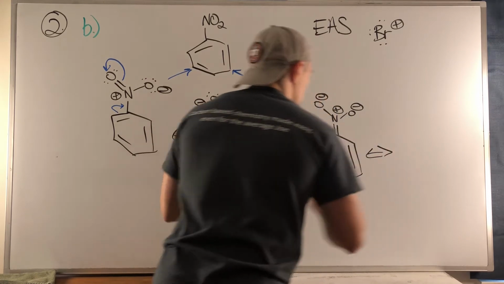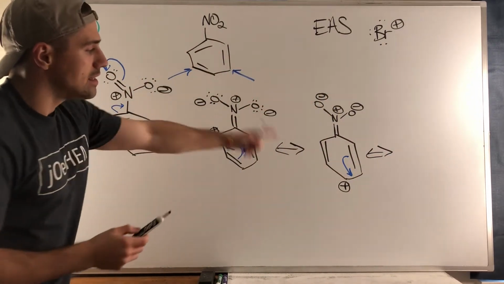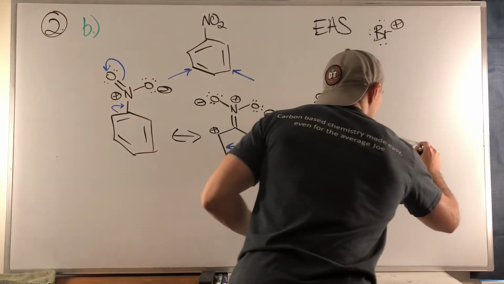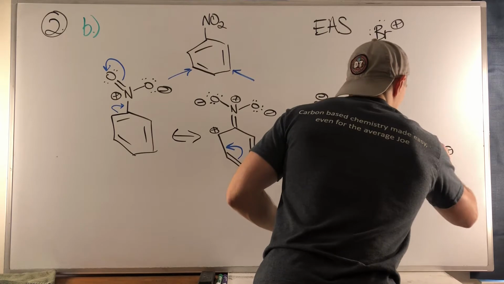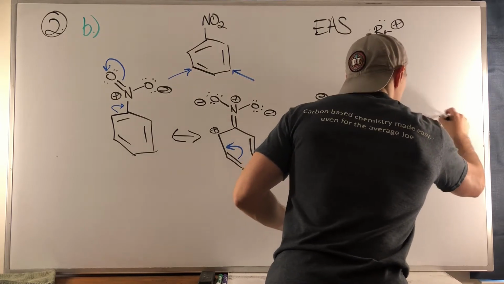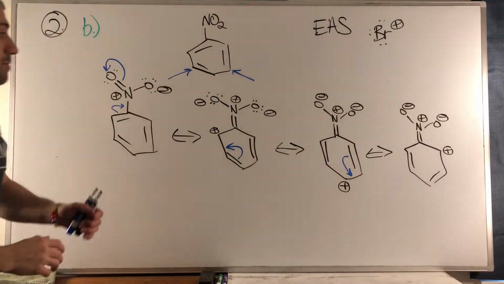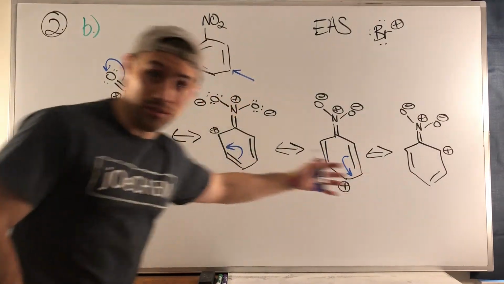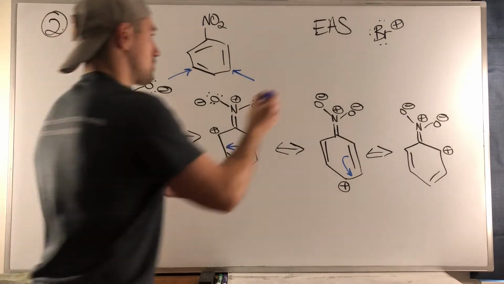And last but not least, we can do one more go around. I can move that double bond down right there. And last but not least, what do I get? I get another positive charge, and it's on the other ortho position. So you can see, remember, we are a combination of all of these resonance structures that combine to make our overall resonance hybrid.